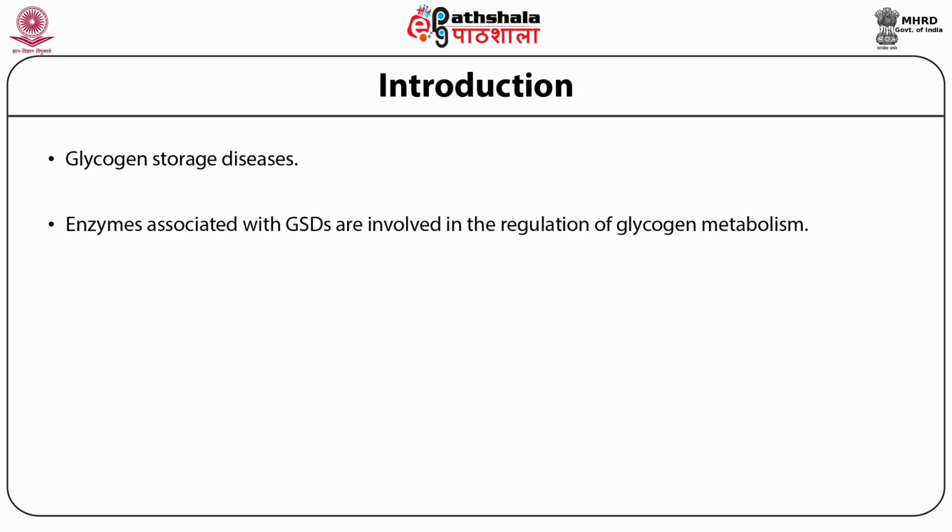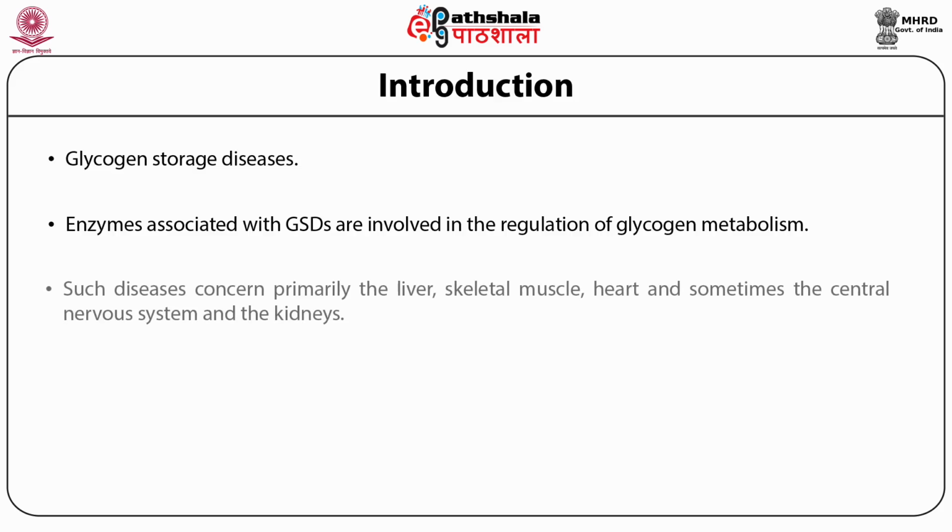Enzymes associated with glycogen storage diseases are involved in the regulation of glycogen metabolism. Phenotypic variation is observed when a specific enzyme is altered by mutation. Such diseases concern primarily the liver, skeletal muscles, heart, and sometimes the central nervous system.